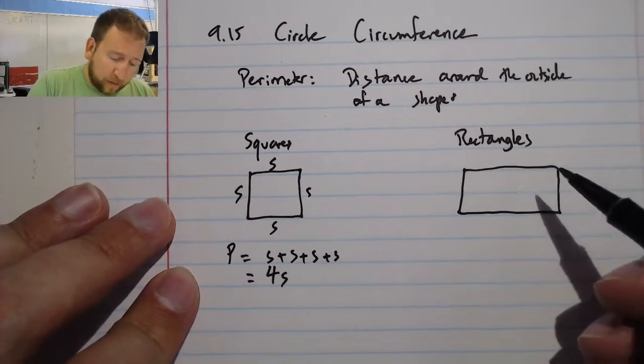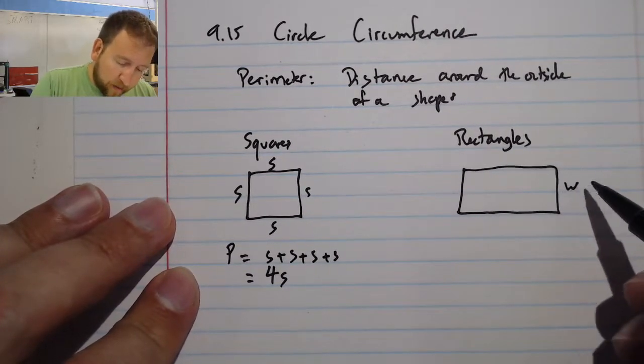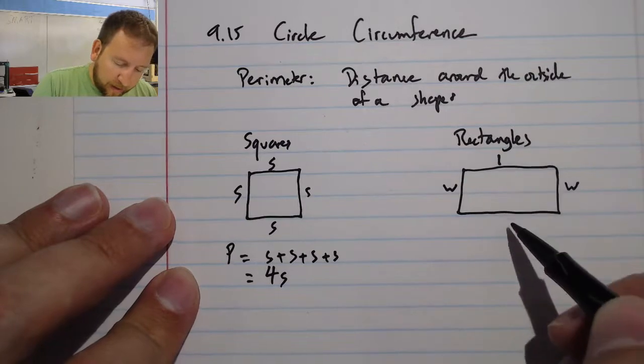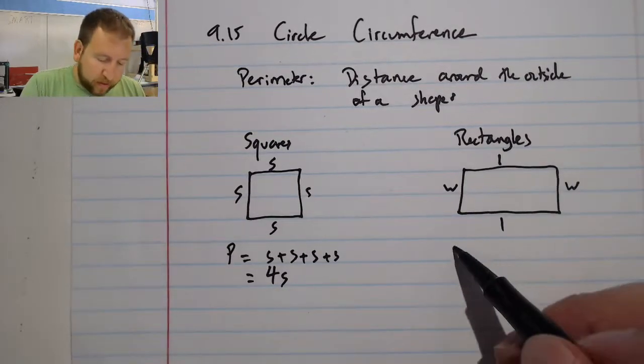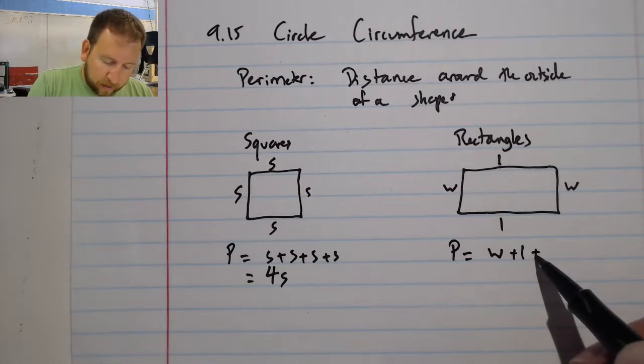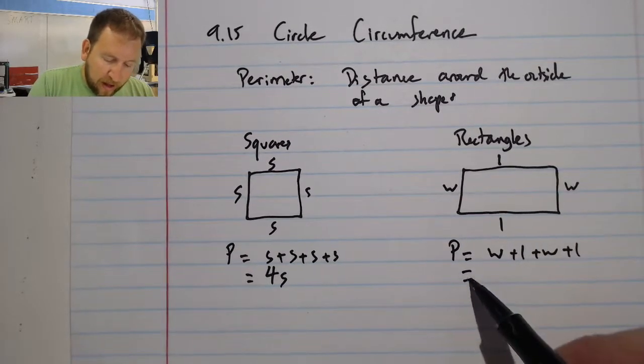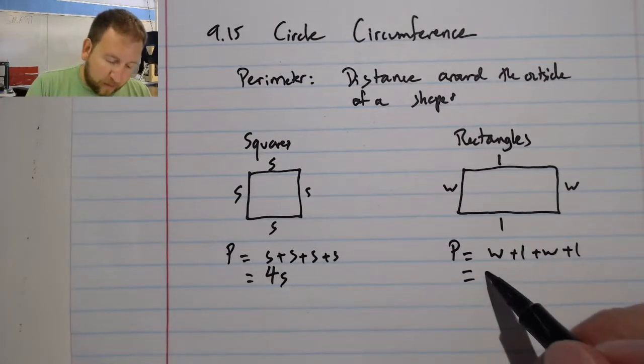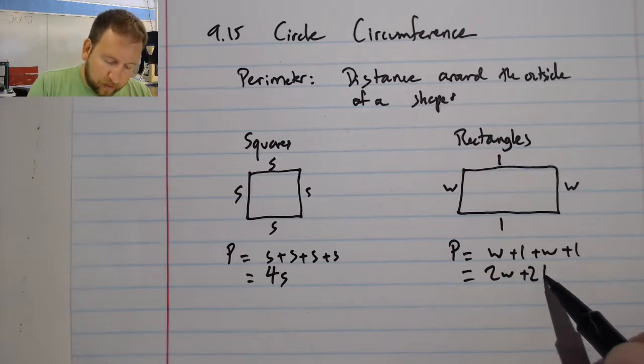My rectangle, though, has sides of width and length and width and length. So my perimeter in this case is I'm going to add up width plus length plus width plus length. And if I simplify it, I'm going to have 2W plus 2L.